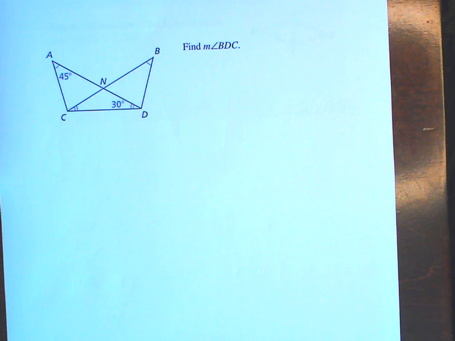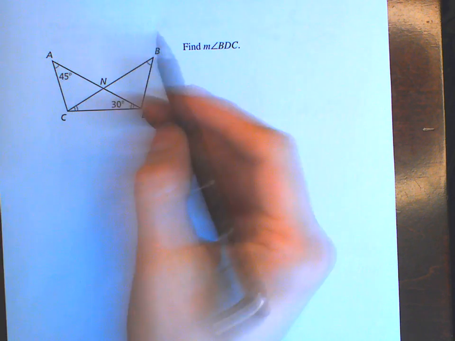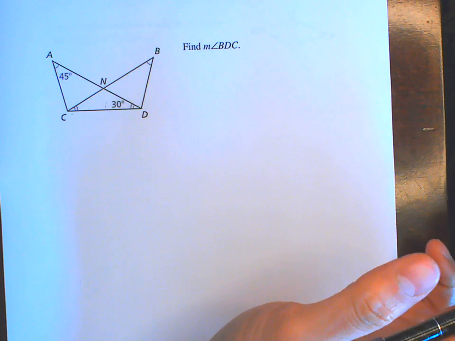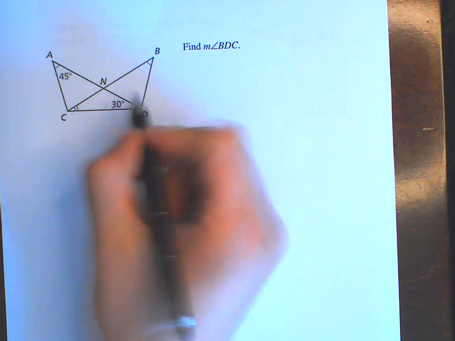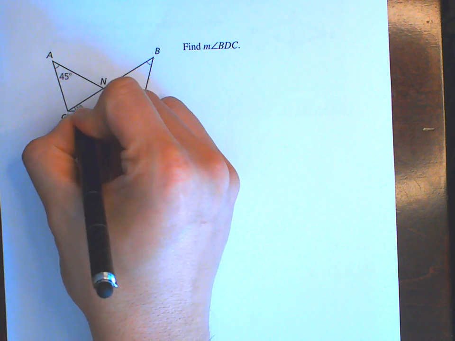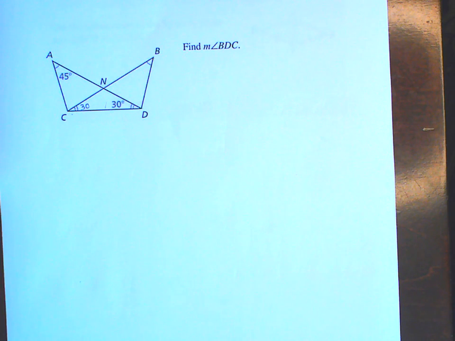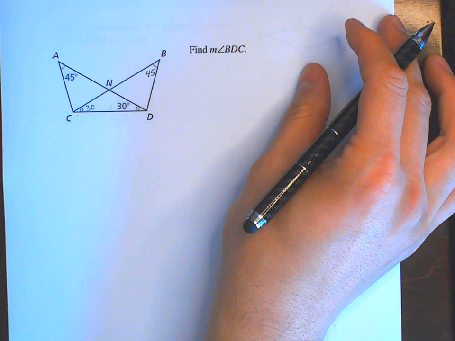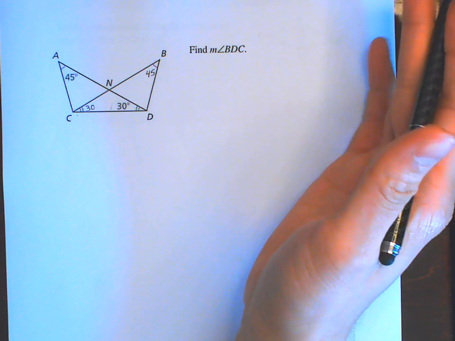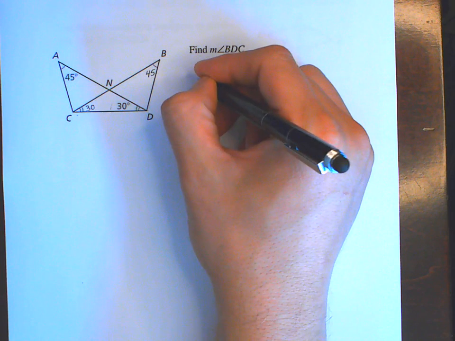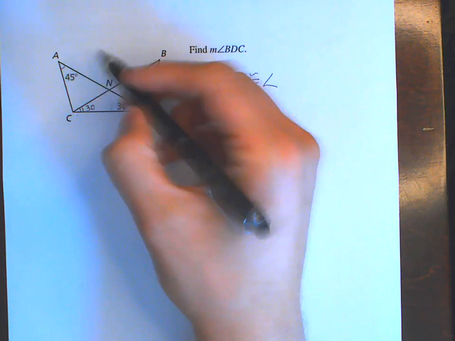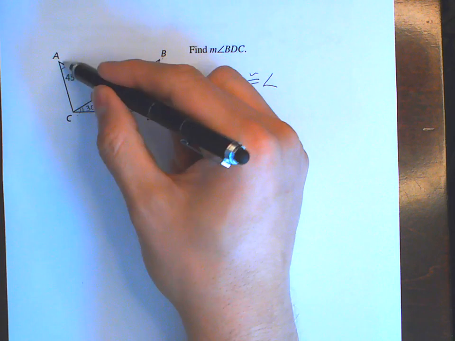For the next example, example 4, it says find the measure of angle BDC. In order to do that, I need to figure out what this whole angle here is. But I want you to take a look at something. This angle here is 30 degrees. This one here is marked also as 30 degrees. So this angle right here is also going to be 30 degrees. And this one right here is going to be 45 degrees. So my goal is to figure out how much this angle is going to be. So I want you to look at one thing. Angle BDC is congruent to angle ACD. So BDC, ACD, they're the same thing.